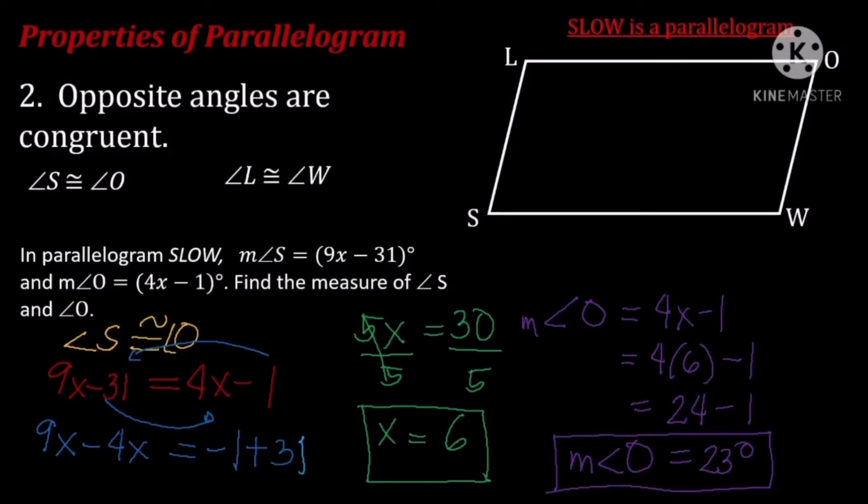Meron pa tayong isang hinahanap. So, angle O is equal to 23 degrees. What is the measure of angle S? Since opposite angle lang ni angle O si angle S, it means that the measure of angle S is also 23 degrees.